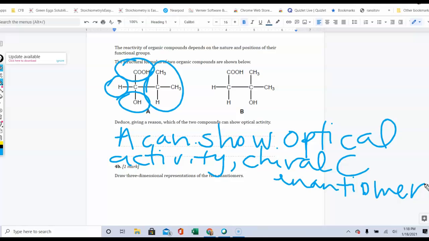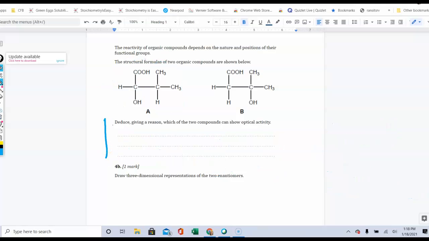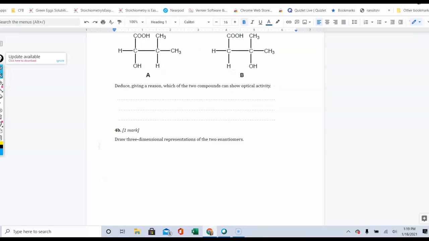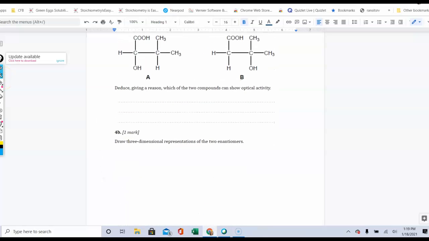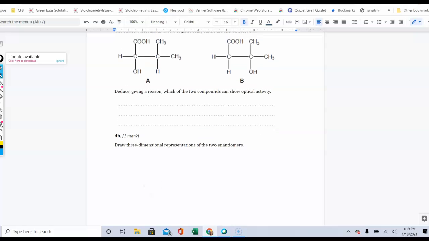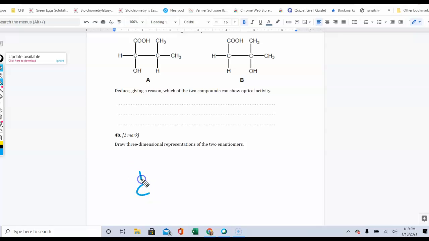So we need to draw three-dimensional representations. In other words, make your life easy and draw them as mirror images of each other. So here we go. Let's go ahead and do that. I have a carbon with a COOH at the top, and it has a CH3 2 there. It has an OH here, and it has an H here.